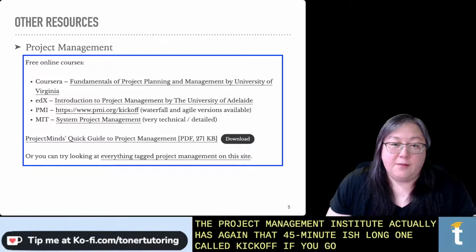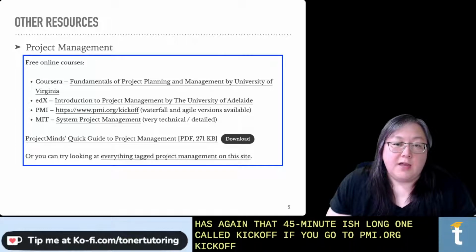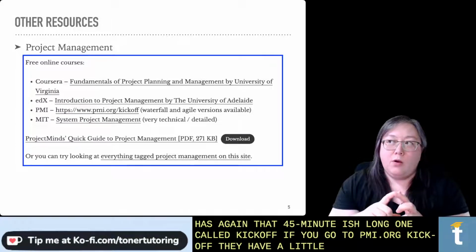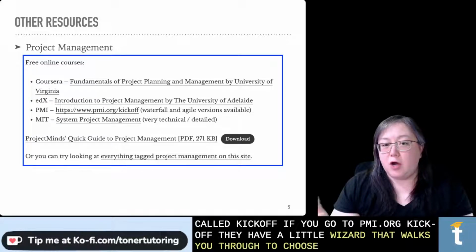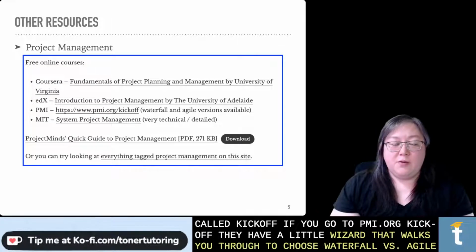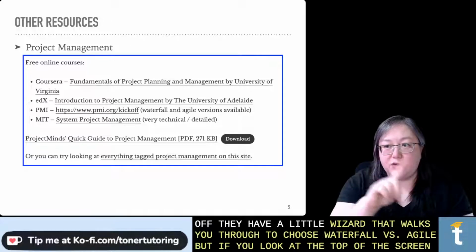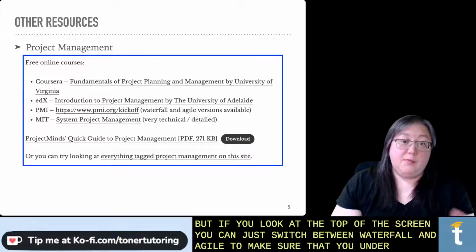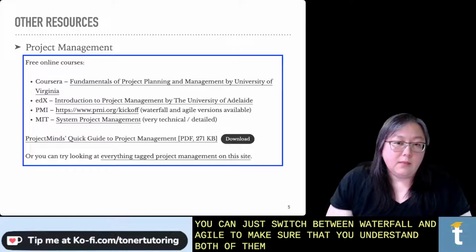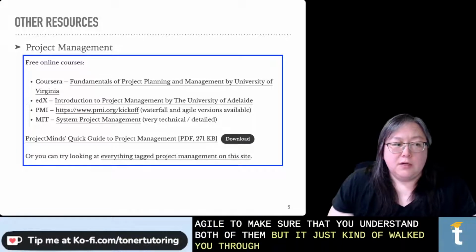If you go to pmi.org/kickoff, they have a little wizard that walks you through to choose waterfall versus agile. But if you look at the top of the screen, you can just switch between waterfall and agile to make sure that you understand both of them. But it just kind of walks you through some of the project management terminology.